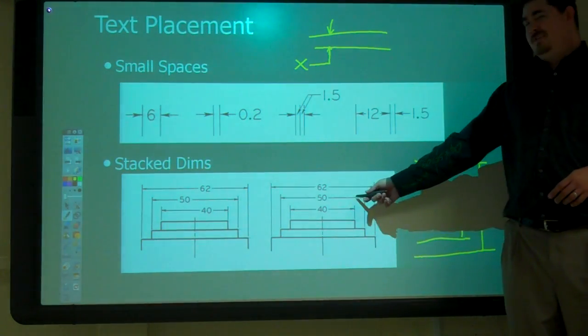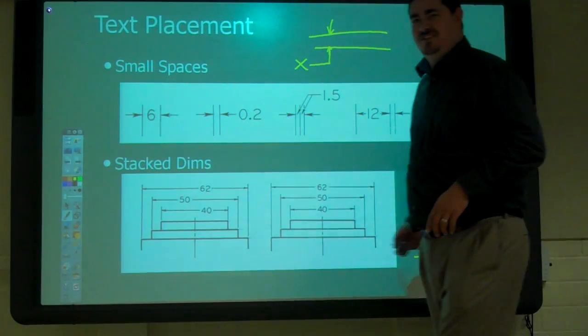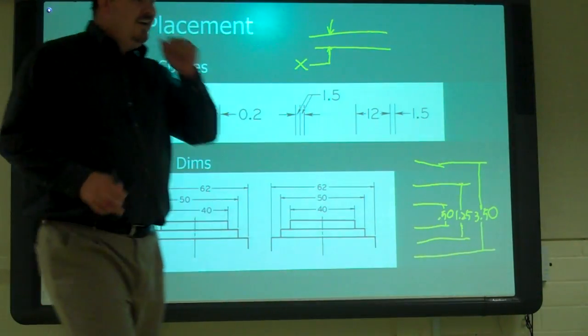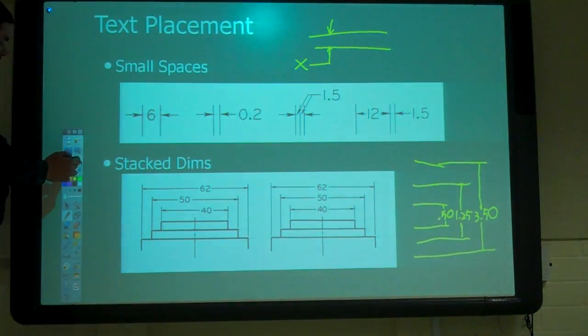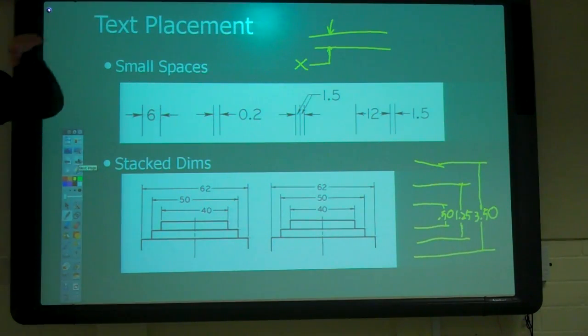Okay? I know it's tricky giving you this example, but that's the real reason. So you have to think of both the horizontal and the vertical.